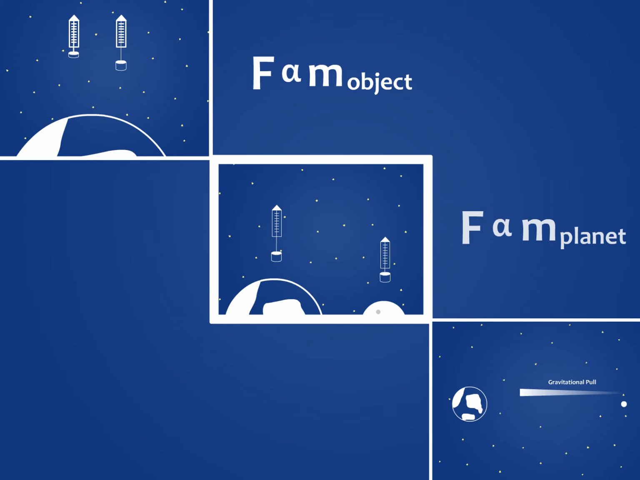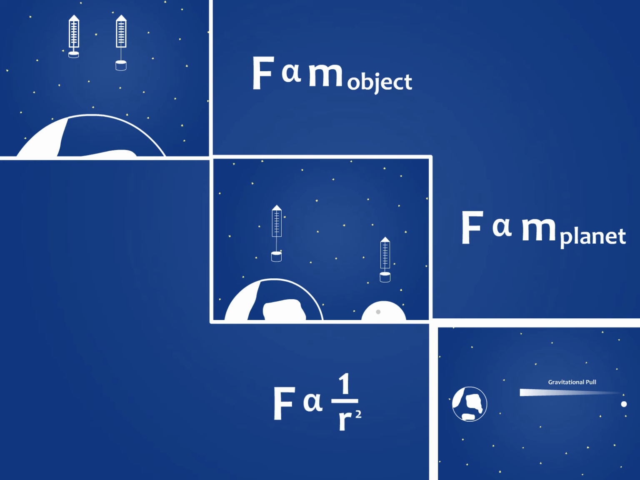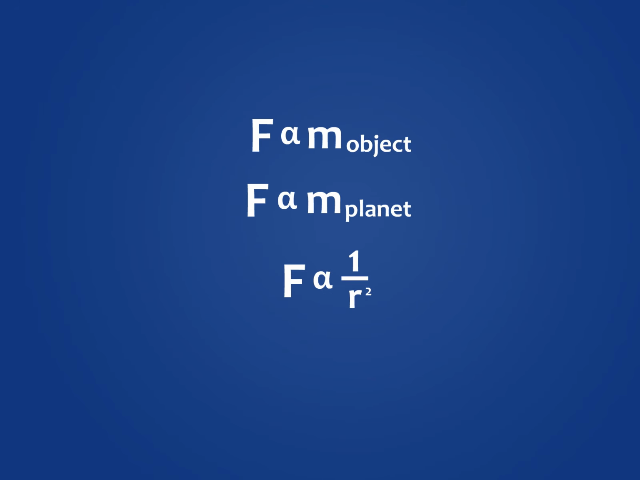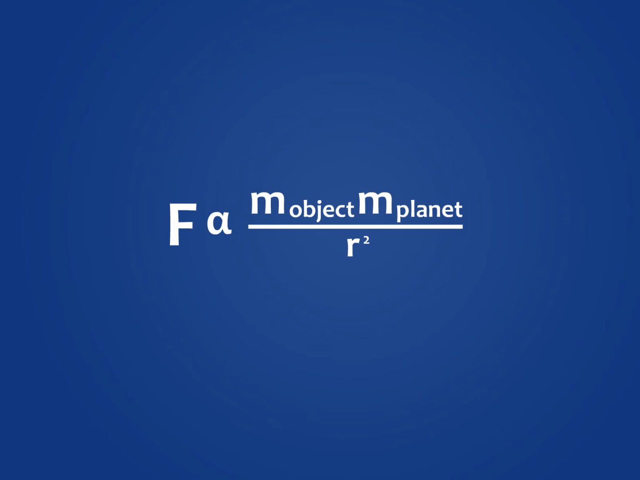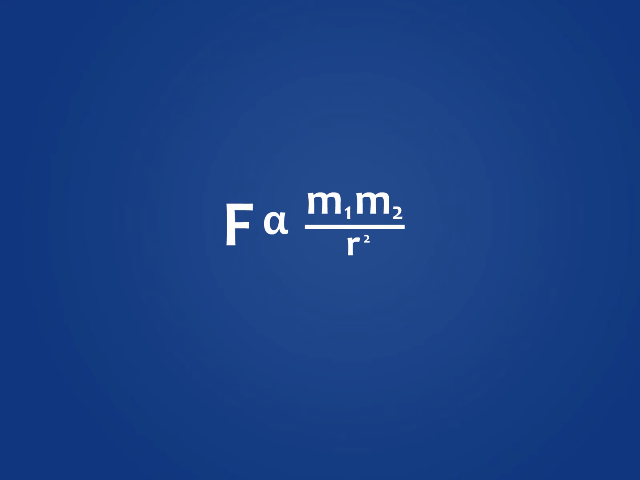Also, it is proportionate to 1 over r squared, where r is the distance between the object and the center of the Earth. Thus, F is proportionate to mass of object times mass of planet over r squared, which is also known as F proportionate to m1 m2 over r squared. This equation shows that any two objects will exert a gravitational force.